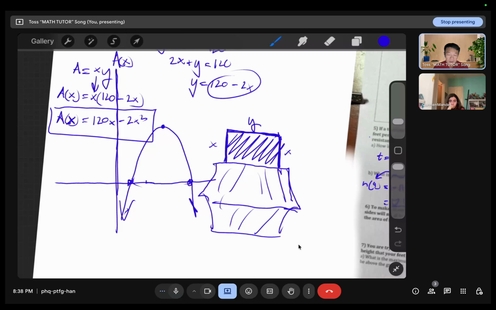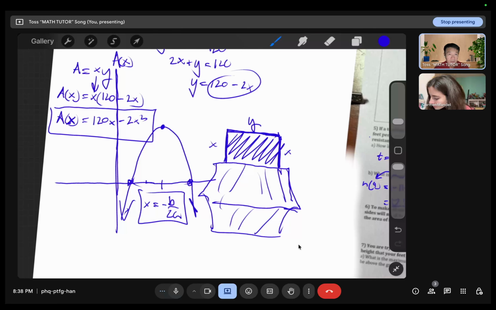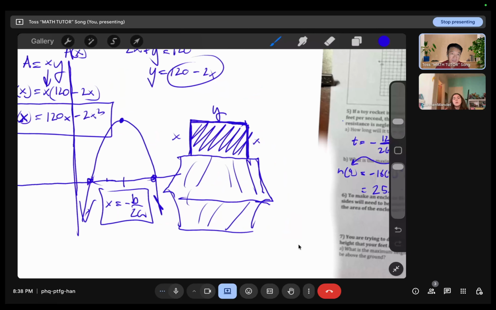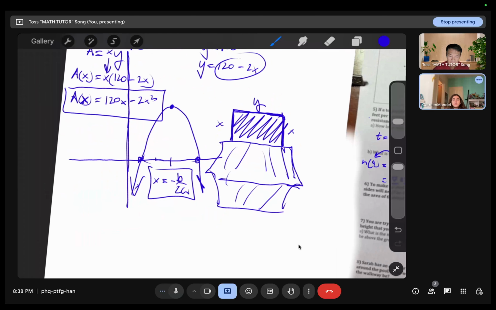Once you imagine or see it, all you need to do is find x equals negative b over 2a. Why? Because that will give you the x coordinate of the highest value of the parabola. The highest value is called the maximum value of the area, and that's exactly what you're supposed to find. So now we're finding the vertex. Let's do it. I think it will make more sense if you see the value.